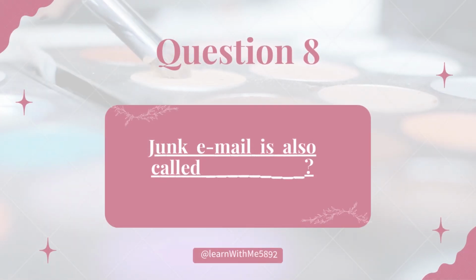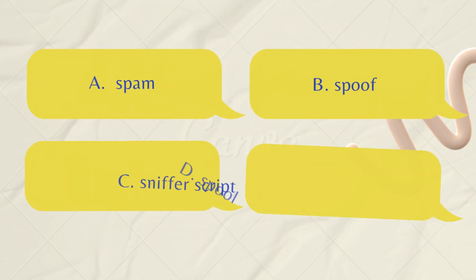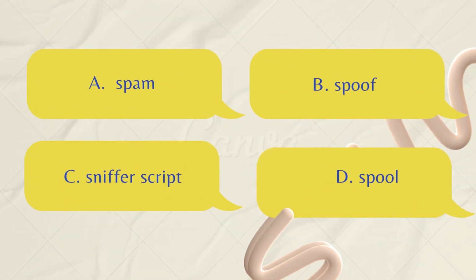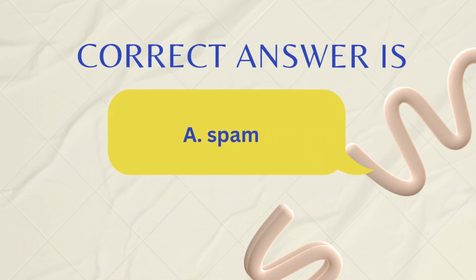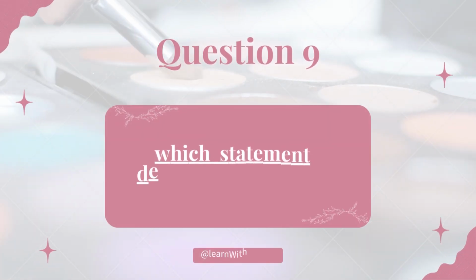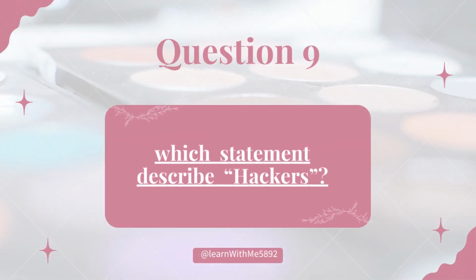Question number 8. Junk email is also called dash. Option A, spam. B, a spoof. C, sniffer script. D, a spool. The correct answer is A, spam.